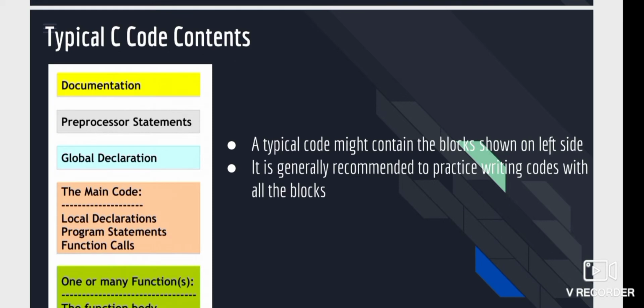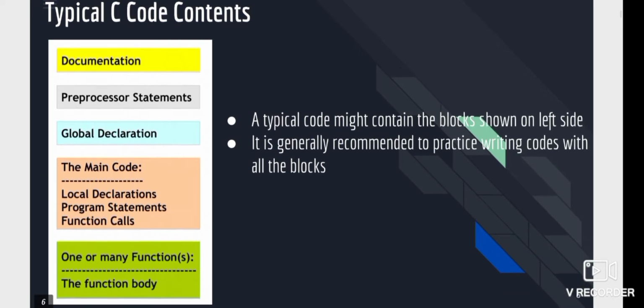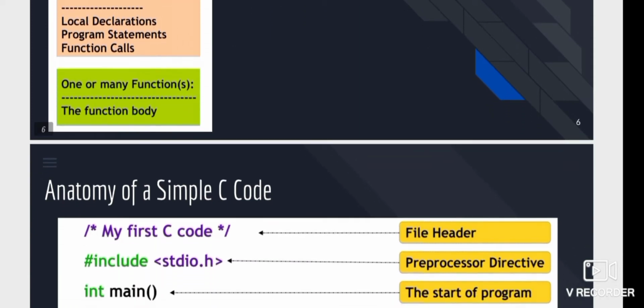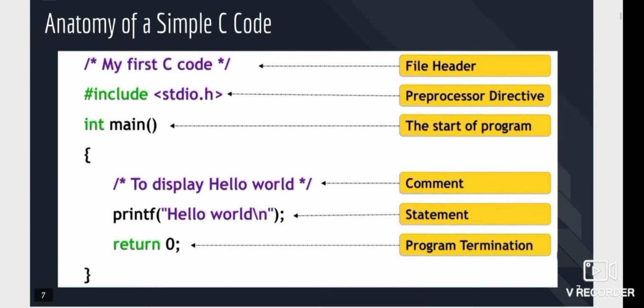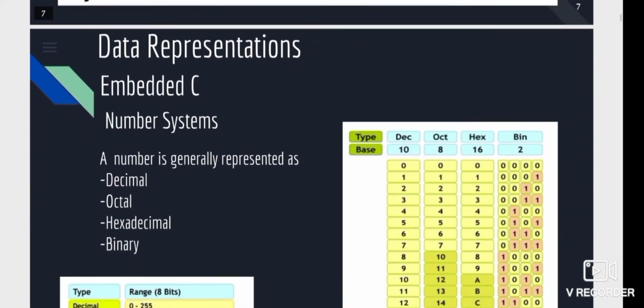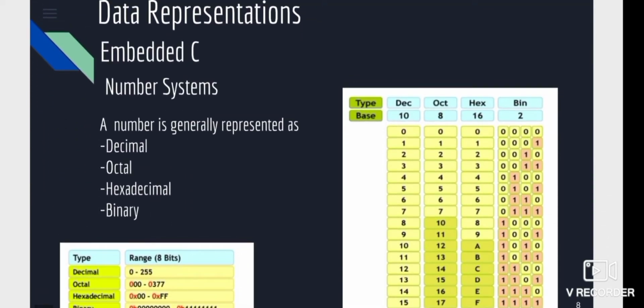Typical C code contains documentation, preprocessor statements, global declaration, the main code, one or many functions, the function body. We use conditional constructs and operators, arrays, pointers, functions, recursion, constant, qualifiers, strings, storage classes, and preprocessors in C language.